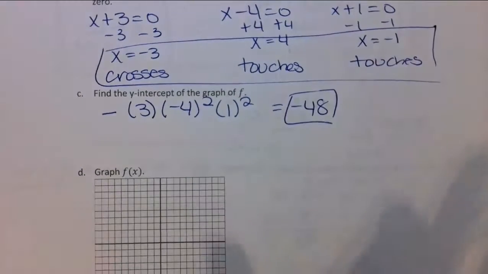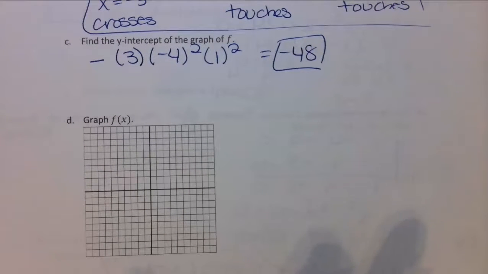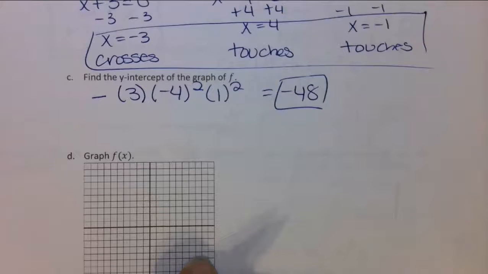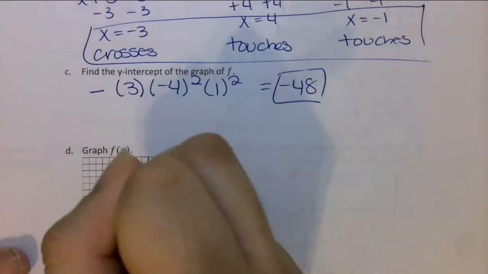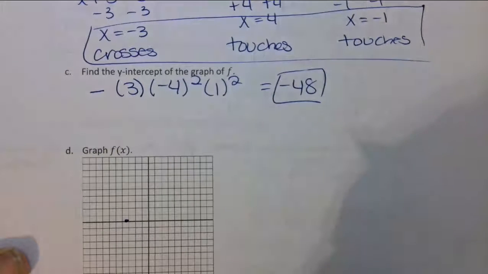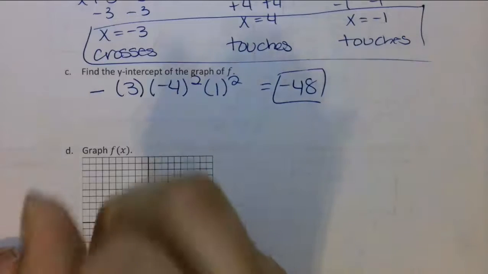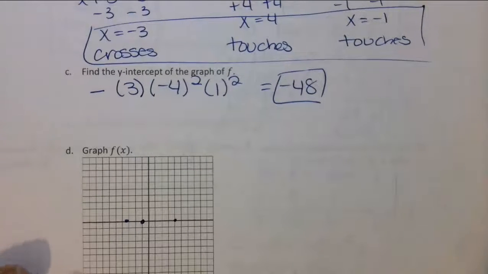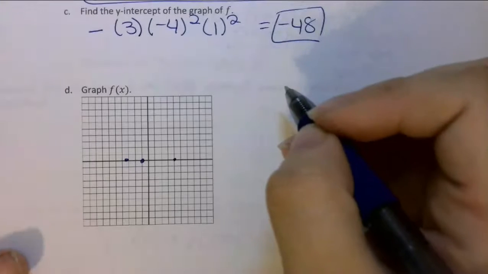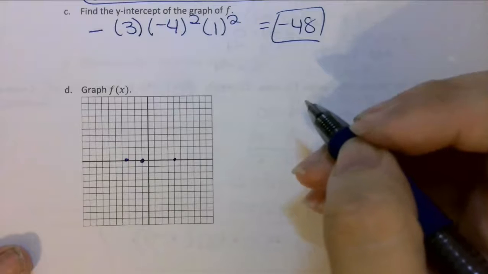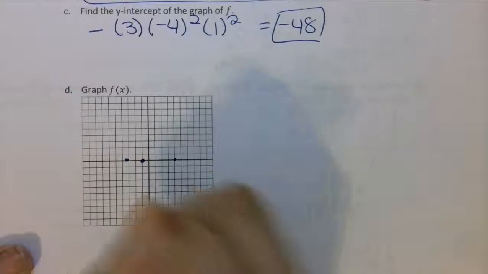Then it wants me to graph this function. What I want to do is plot my crossing points for my zeros. So I have negative 3, 4, and negative 1. Then I know it has a y-intercept of negative 48. My graph has 10 squares. I'm going to count by 4s. So that would make this negative 40. Negative 48 would be down here.